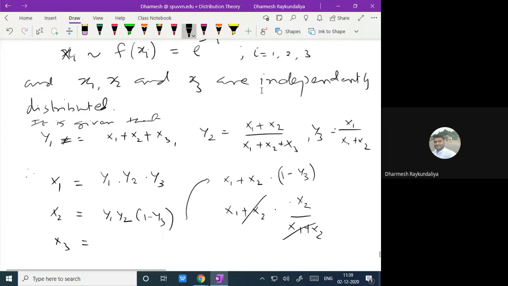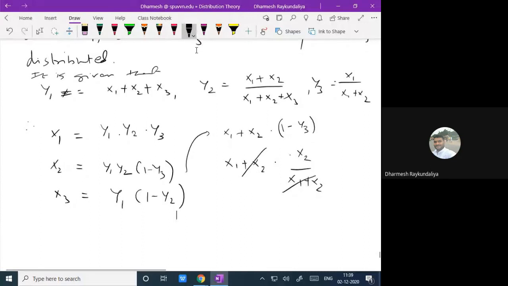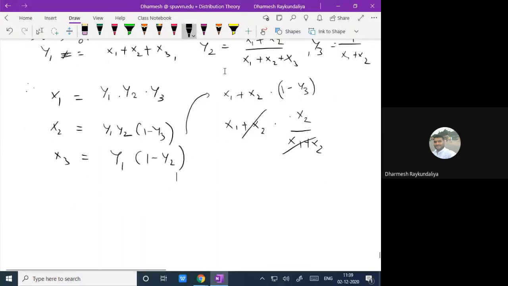And what is x3? So y1 is here. If you subtract 1 minus y2, x1 plus x2, x3 cancels out with this. It is x3 upon x1 plus x2, x3. So it is y1 into 1 minus y2. You can try it. Okay, so this is your transformation. Now we have to find out the Jacobian.